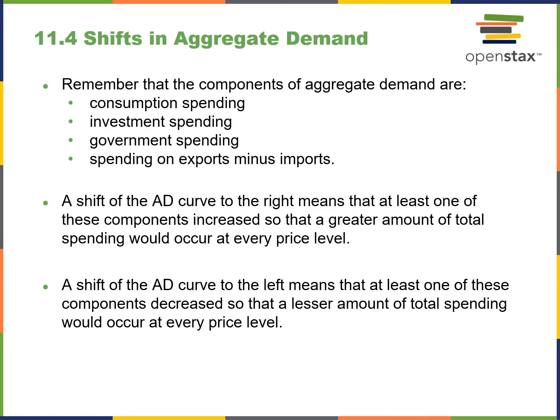Here, this slide discusses the elements that will change aggregate demand, or shifts in it. So consumption, investment, government spending, and exports minus imports. These are all normal influencers. The shift to the right means at least one of these components increases so that a greater amount of total spending would occur at every price level. And the shift to the left means that one of these components decreases, so a lesser amount of total spending would occur at each price level. Definitions, probably should know that for a test.